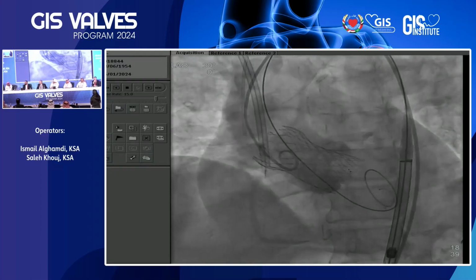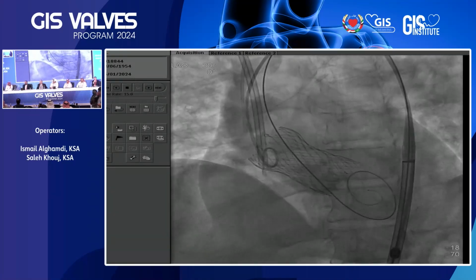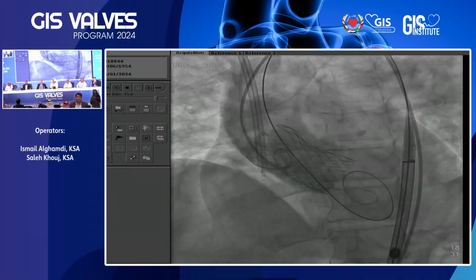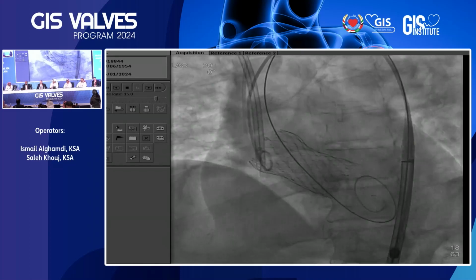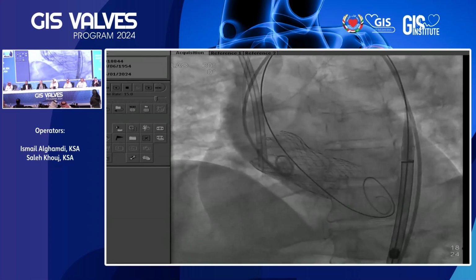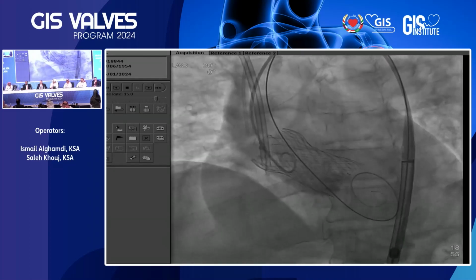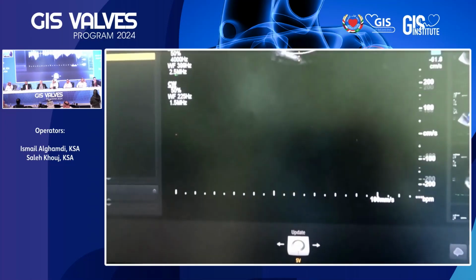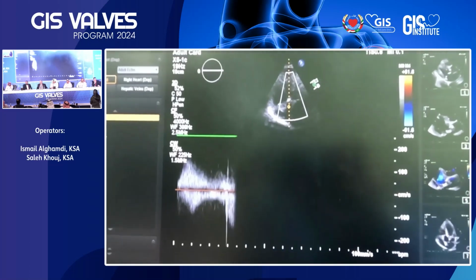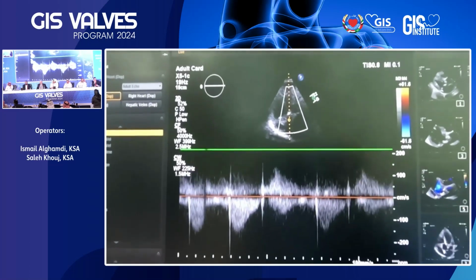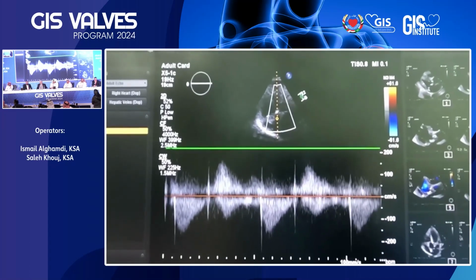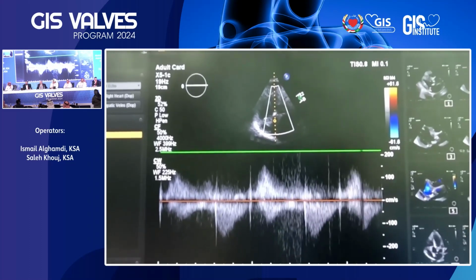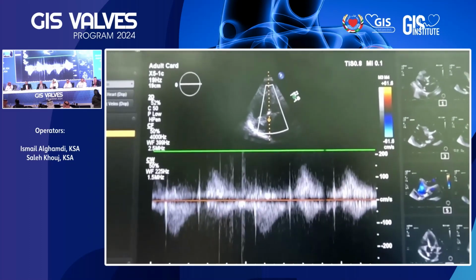Where is Shahid? We see the fluoroscopy, which you showed nicely, and very minimal depth in the left cusp. We just want to look at the echo. How much gradient are you getting? Do you see the echo? Professor, are you able to see the echo? Yeah, we are able to see the echo.